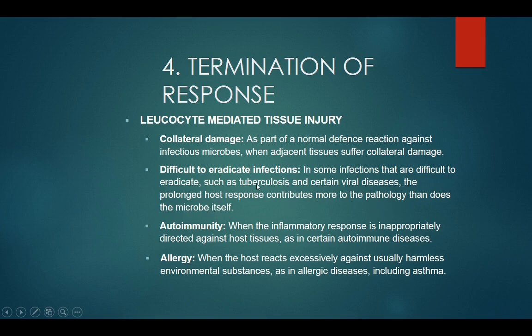In viral infection and TB, the microbes are much less damaged, but the body tissues are more damaged than the microbes. So that leads to chronic infections. Later, in TB, we see that the patient gives a very long duration history. And also in autoimmunity, the inflammatory response is inappropriately directed towards host tissues, as in certain autoimmune diseases. Likewise in allergy, the host reacts excessively against usually harmless environmental substances, as in allergic diseases, including asthma.